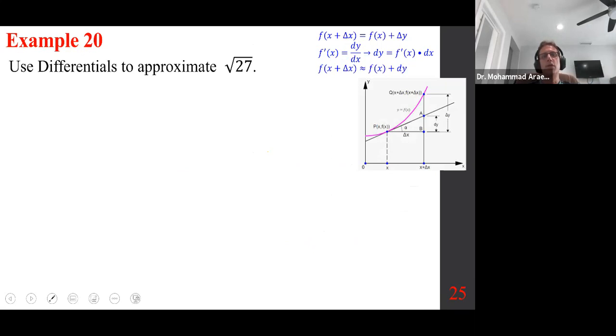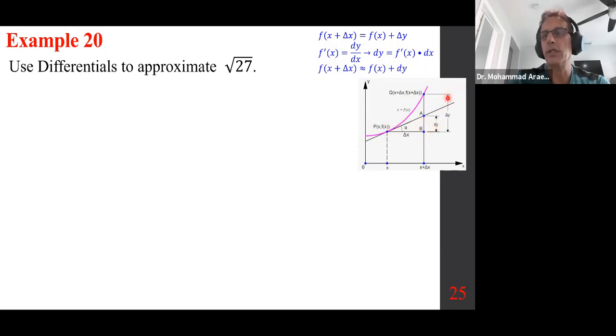Using differentials to approximate the square root of 27. I have the synopsis of what needs to be done by looking at the graph and the formulas here. If you look at the graph, you have the curve. As we go from one point to the next, it creates the distance along the x-axis known as delta x or dx. And it creates a distance along the y-axis called delta y when you're looking at the curve. If you draw a tangent line at this point, now it creates a distance along the tangent line called dy.